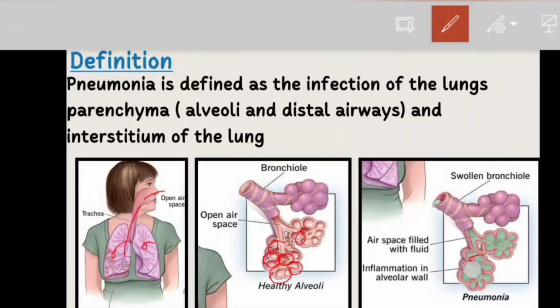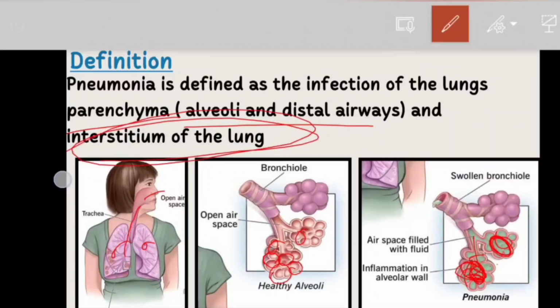During this fight, fluid, pus and inflammatory cells collect inside the alveoli. This green color is the inflammatory cells, okay? So instead of being filled with air, the alveoli become filled with fluid. As a result, oxygen cannot pass easily into the blood, and that is why the patient develops difficulty in breathing. This condition is called pneumonia, which is an infection involving the lung parenchyma, that is the alveoli and distal airway, and the interstitium of the lung.